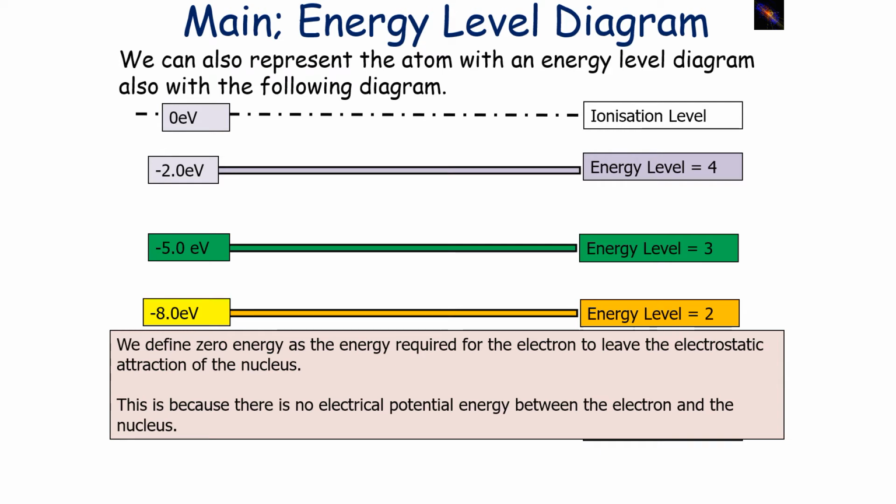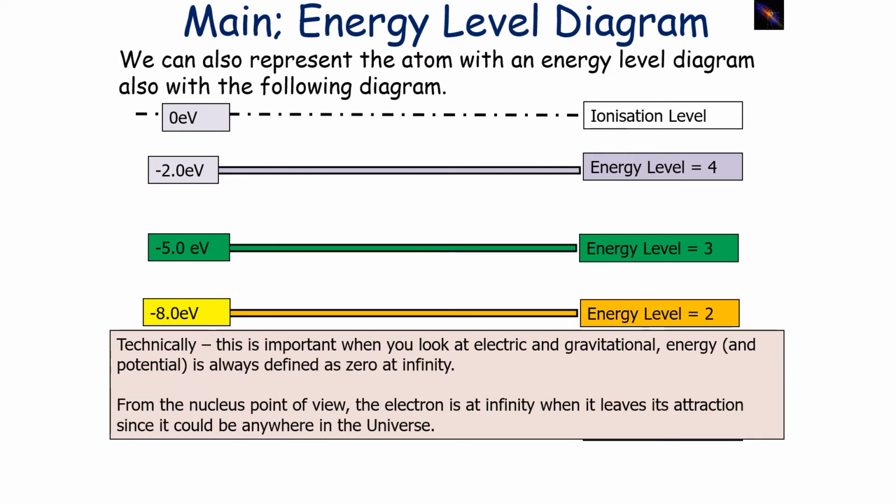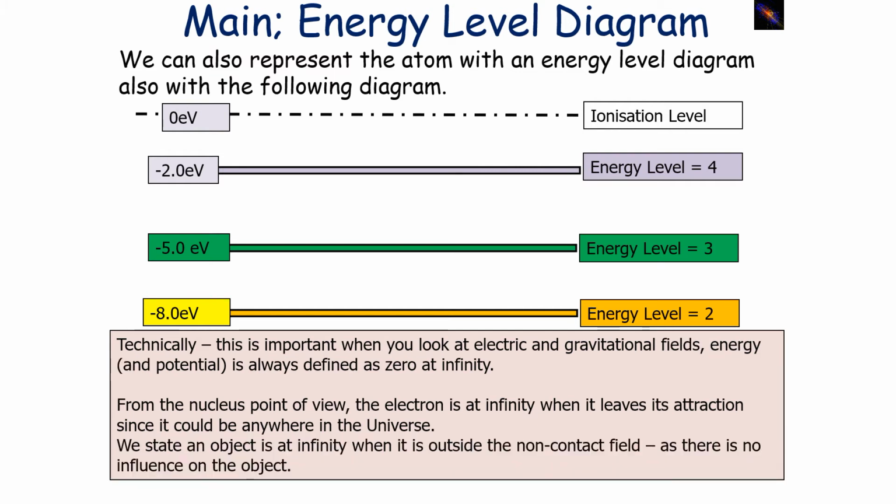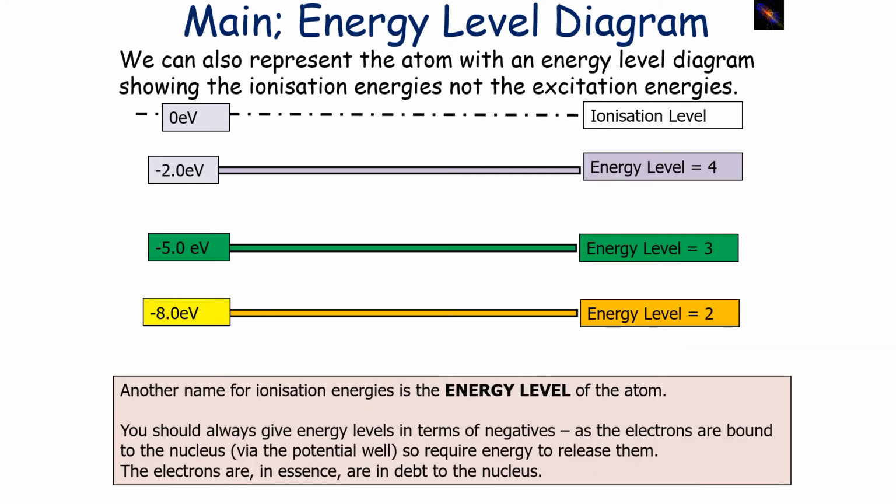This is because now there's no electrical potential energy between the electron and the nucleus. Now it's important to note that when we're looking at electrical and gravitational fields, energy is always defined as zero at infinity. So we state an object in this case is at infinity if it's outside of the atom. Now, we've got to always give our energy levels in terms of negatives, as the electrons are bound to the nucleus, so require energy to release them.